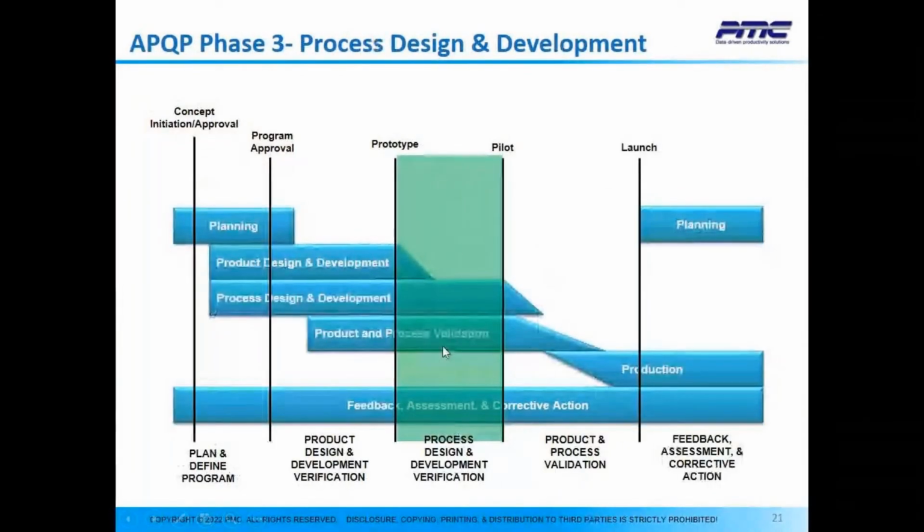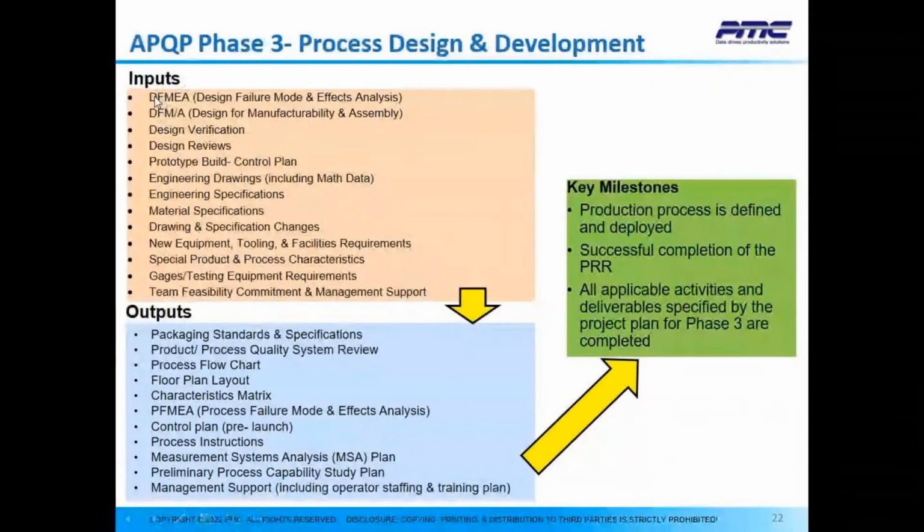Phase 3, process design and development. Inputs, again, coming from phase 2. The outputs expected here are packaging standards and specs, product process quality system review, process flowchart, floor plan layout, characteristics matrix. If you remember, we had a preliminary characteristics matrix, key characteristics matrix documented in phase 1. PFMEA, the process failure mode and effects analysis.